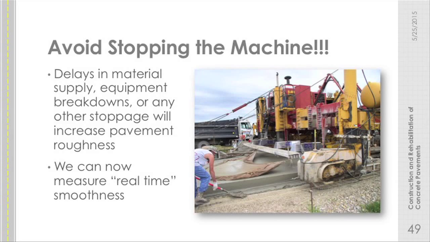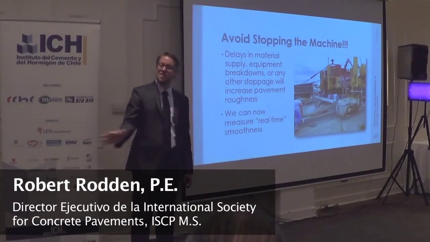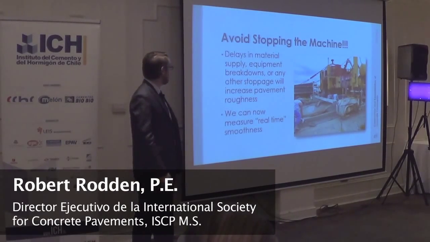We want to avoid stopping the machine at all costs. It's much better to make very, very slow progress than to stop. If the system stops, you're going to introduce a little tiny hump at that point. There's nothing you can do to stop it. It's just part of the process. So slowing down is good. Stopping altogether will inherently make some sort of roughness.